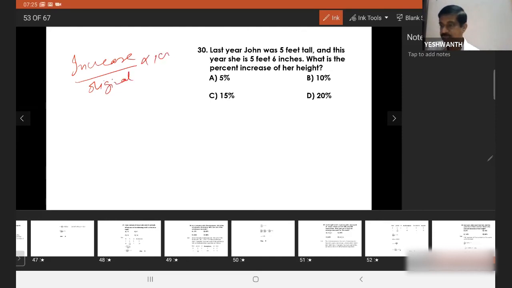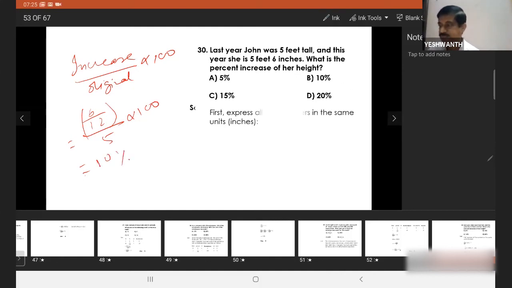into 100. Okay, so now if you look at this, increase is 6 inches, means 6 by 12 feet. By original is 5, into 100. That is 20 times, 5 cancels 20 times, and this is half, so 10 percentage. Okay, so that is the answer.